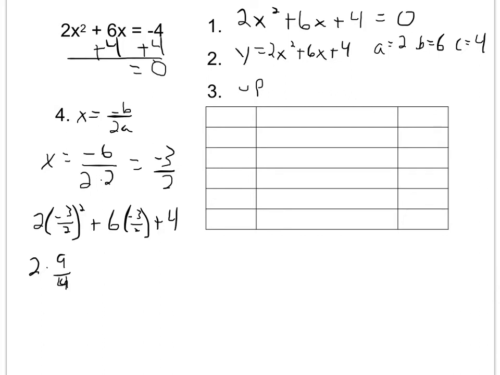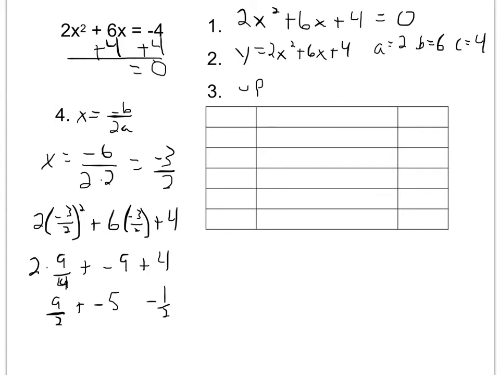Or 9 fourths. Plus 6 times negative 3 halves is negative 18 halves, okay, which is the same as negative 9, plus 4. Well, 2 times 9 fourths, that's 18 fourths, that's 9 halves. Okay, plus negative 9 plus 4 is negative 5. And 9 halves is the same as 4 and a half, so 4 and a half plus negative 5 is negative 1 half.